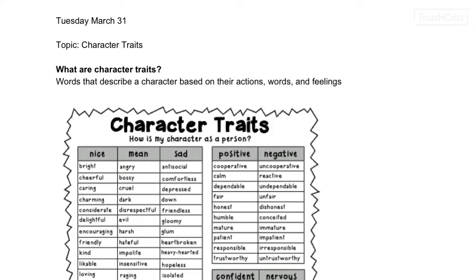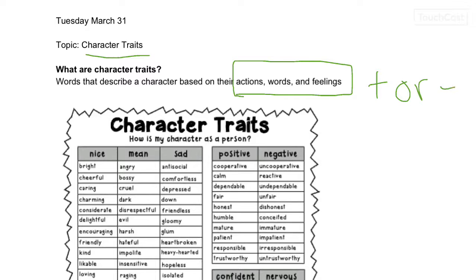We're going to get started on our Tuesday lesson. For Tuesday, March 31st, for reading, our topic is character traits. Even if you haven't heard the word character traits, when I go through the definition, it might ring a bell. Character traits are words that describe a character based on their actions, words, and feelings. A lot of times these actions, words, and feelings are used to describe someone either in a positive way or in a negative way.